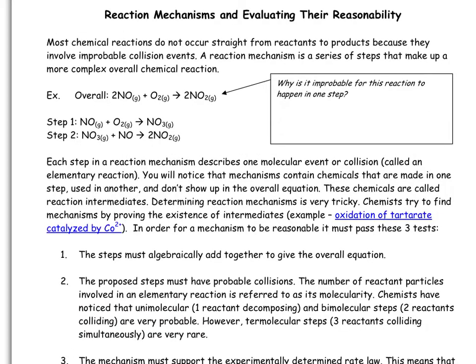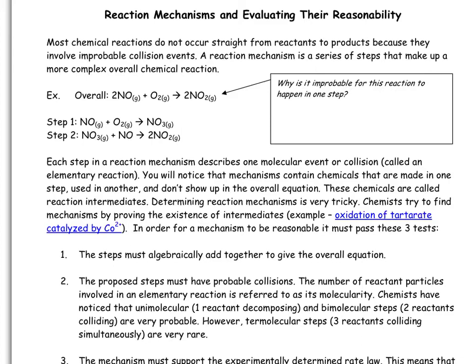Most chemical reactions do not occur straight from reactants to products, because they involve improbable collision events. Remember, in order for two reactants to do a reaction, they have to collide at the right orientation with the right activation energy. Achieving those three things becomes almost impossible if you have more than two reactants involved in the collision.